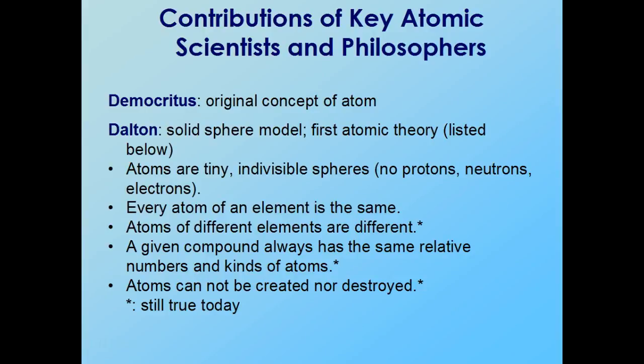So some of the key contributions of the various scientists and philosophers that helped to lead to the development of these models. Democritus was the first philosopher to come up with the idea of the atom, which Aristotle shot down for several centuries. And then we just talked about Dalton, specifically for his theory, besides being indivisible. He said that every element has the same type of atoms, but different elements have different types of atoms, that compounds will always have the same relative amounts and kinds of atoms, and that you can't create or destroy them. With the exception of being indivisible, and the fact that elements can have different forms of atoms in the form of isotopes, the remaining three tenets of his theory still hold true today.